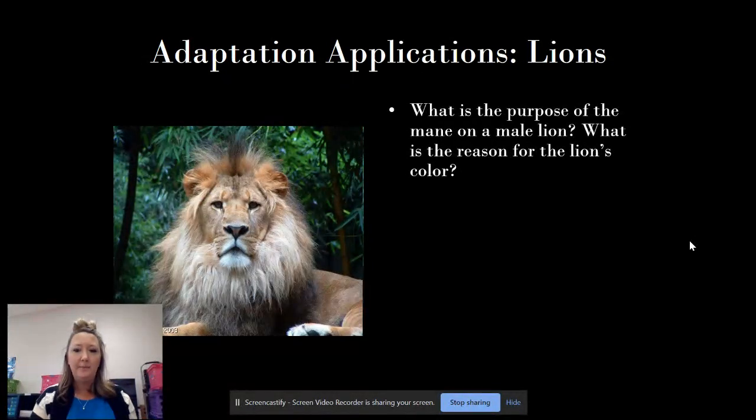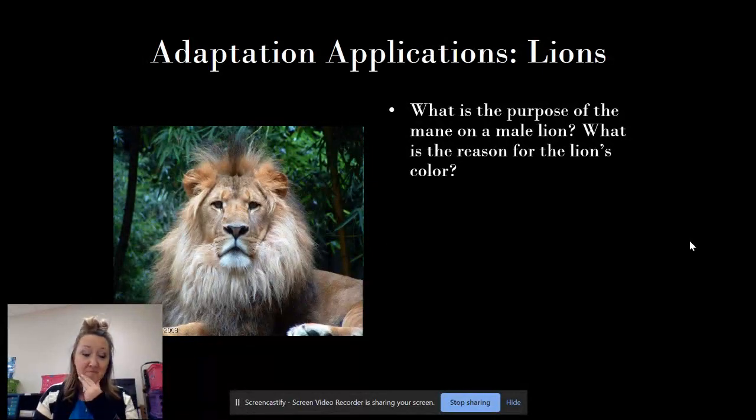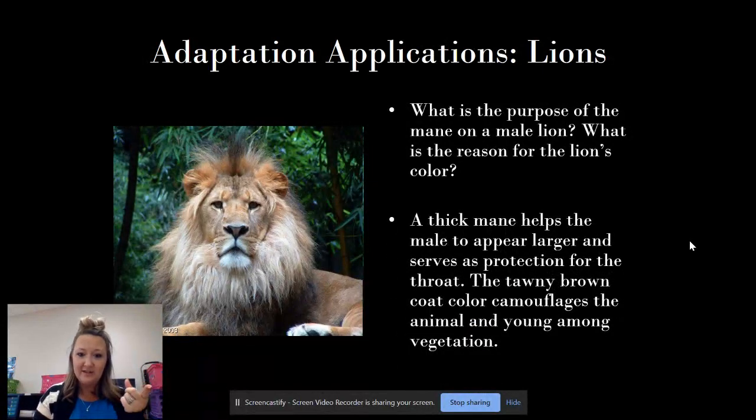What do you think the purpose is for the mane? Why do they have this big coat of fur around their neck? What's the reason for that? And why do they have this color? Knowing what you know about adaptations, you should be able to tell me that that thick mane helps to serve as protection. Remember, lions are pack animals.